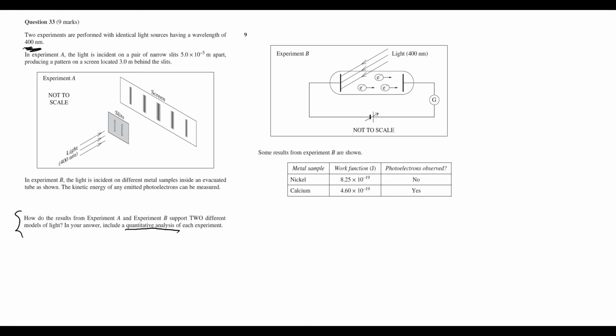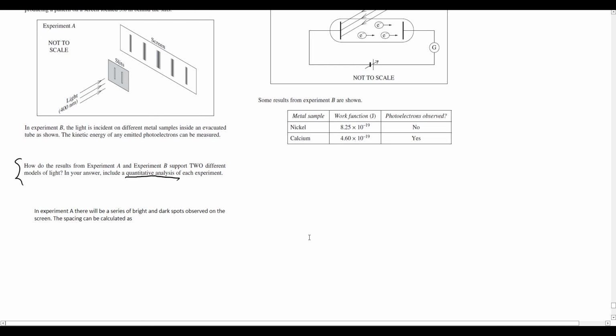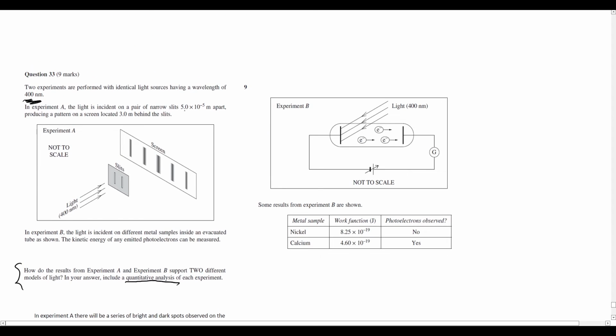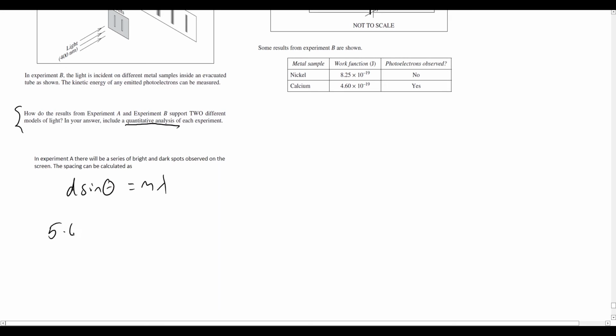Well, clearly that's just Young's double slit experiment. So we know pretty well what happens there. In experiment A, there will be a series of bright and dark spots observed on the screen, and the spacing can be calculated as follows. This is the quantitative part of this question. We have the formula from our reference sheet: d sine theta equals m lambda. Our d is the distance between the two slits, which was given as 5.0 times 10 to the negative 5. So we'll put that in.